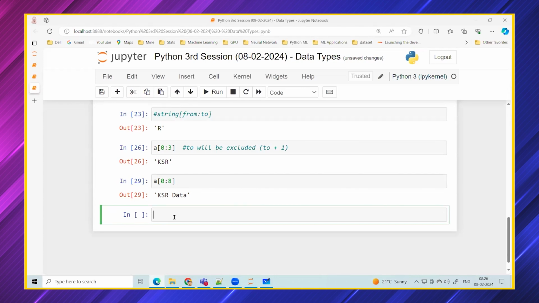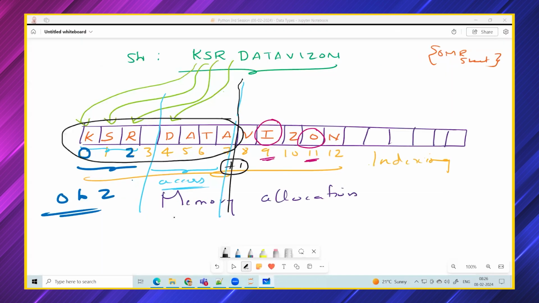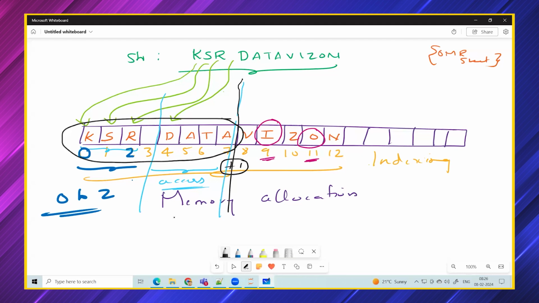Okay. Now tell me, what are your questions? My question is, we just want the data part, which starts from 4 to 8, 7. So why were you writing 0 to 8? Because we want just the data, we don't want KSR data. What did I teach you? This is what I taught you, right? The black color, this is what I want to access. I've highlighted the black one, right? I'm trying to access the entire word from KSR to data. What is your question in this? Okay. Got it.